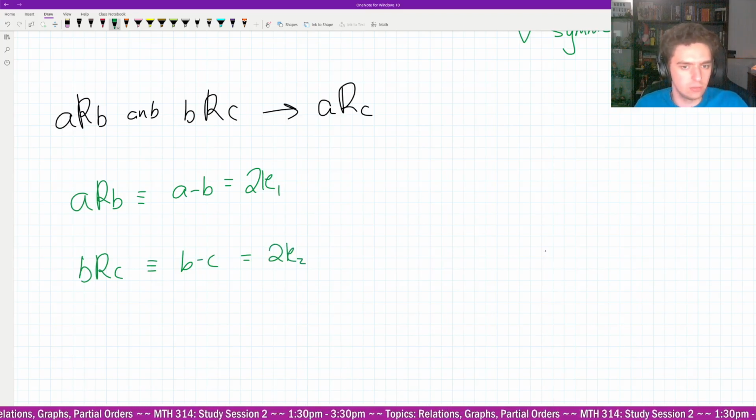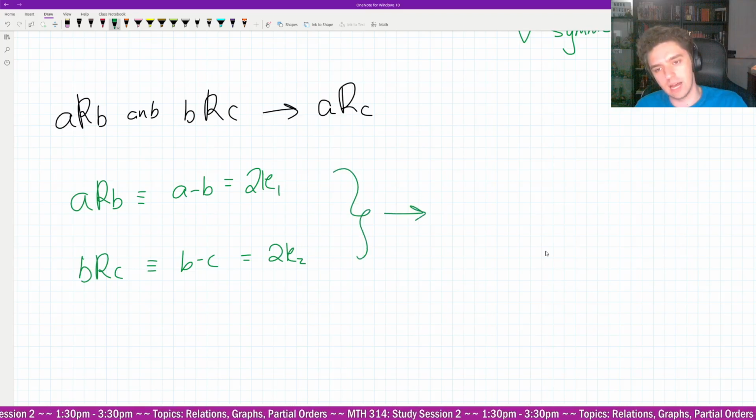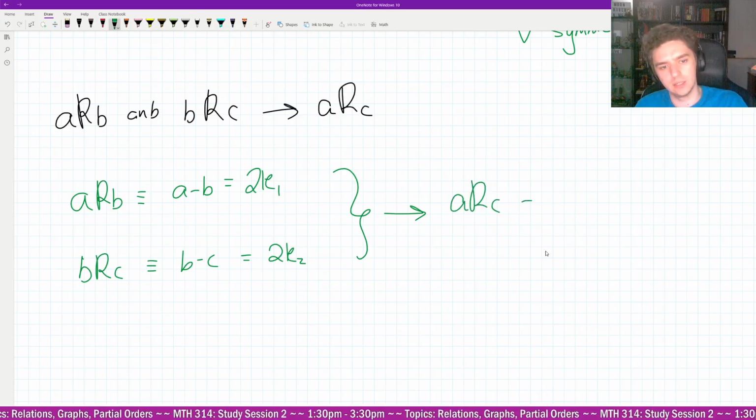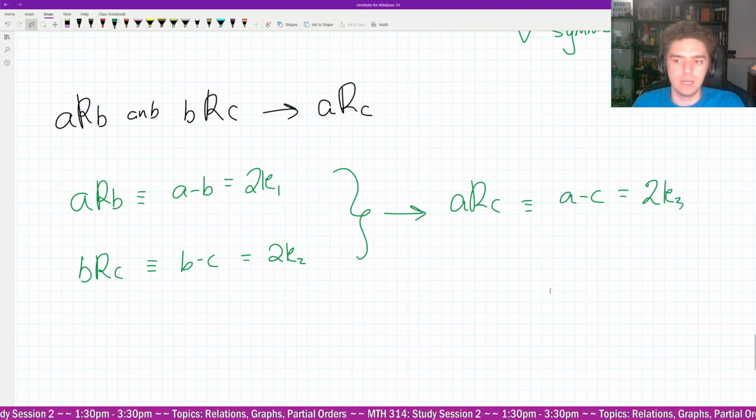K1 could be equal to K2. It's fine. And now we just want to show that this implies 2 divides A minus C, which is logically equivalent to A minus C equals 2K3. Okay, so if I just add these equations together, right?